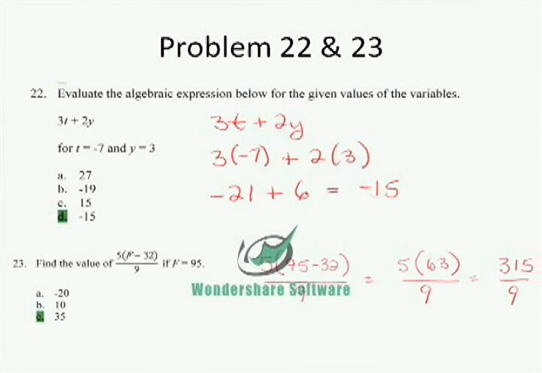So order of operations would say 95 minus 32. You need to do that first because it's in parentheses. So 95 minus 32 is 63. Next it says 5 times that, which is 315. Now all of that was over 9. So once you've done everything in the numerator of that problem, 315 divided by 9 would give you a temperature of 35.